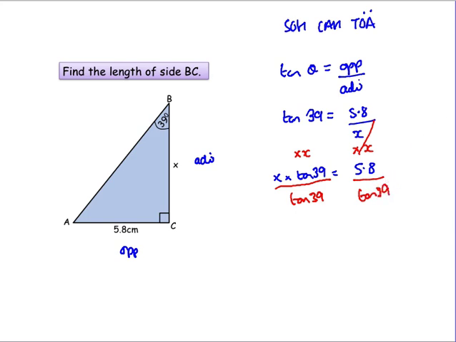So I'll divide by tan 39 to do that. That will make it disappear from over here, and I'll be left with x equals 5.8 over the tangent of 39. And I'll stick that into my calculator, so 5.8 divided by tan of 39, and we get 7.2 to 1 decimal place.